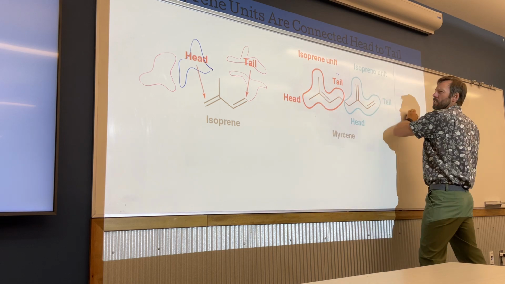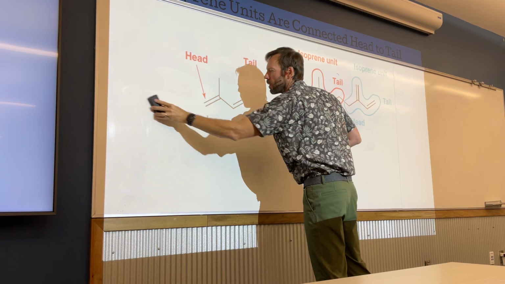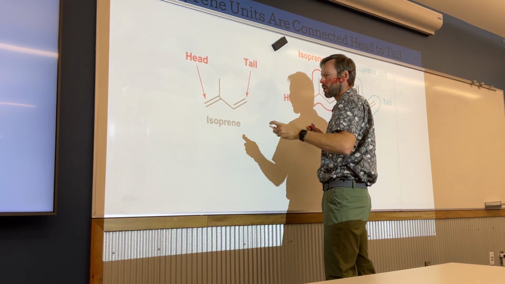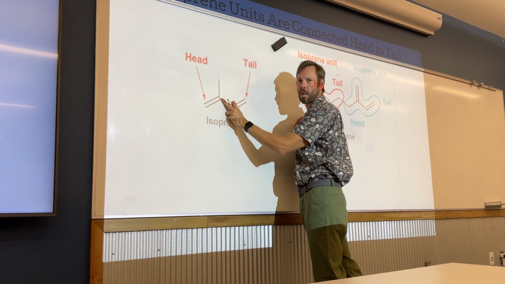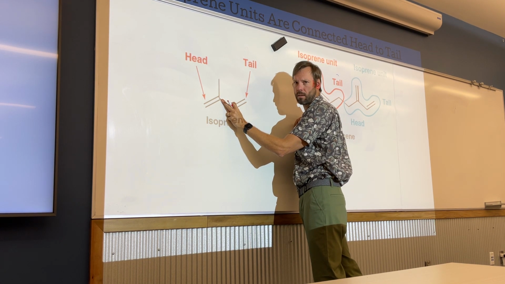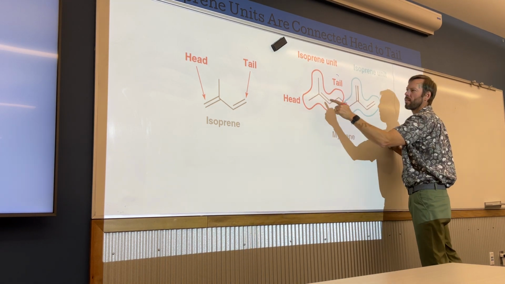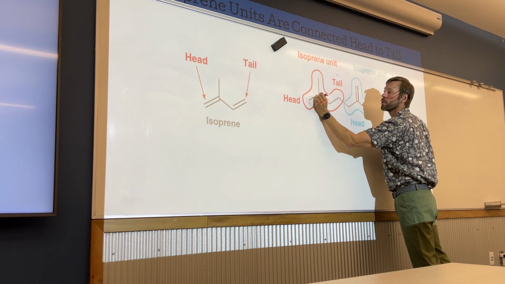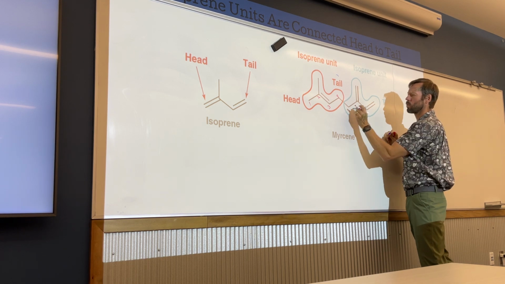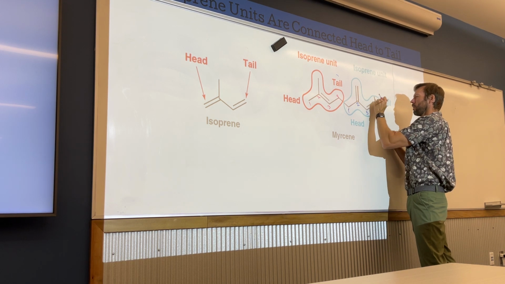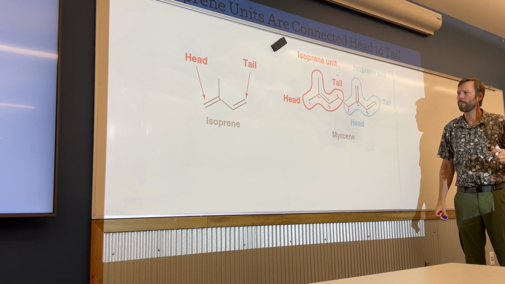The head of the isoprene is going to be that first carbon. The tail is going to be the fourth carbon. The first carbon is going to be wherever that branch is coming off to make it second. So in this case, this is the head because that's 1, 2, 3, 4. It makes that branch coming off the second carbon. So the branch is really telling where the head is.